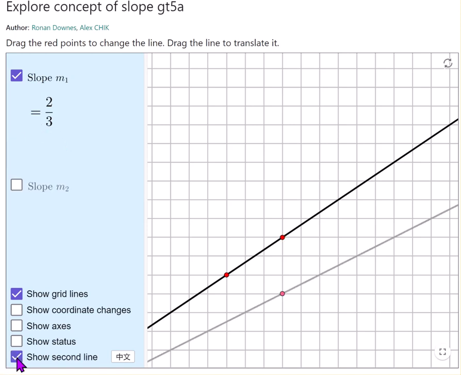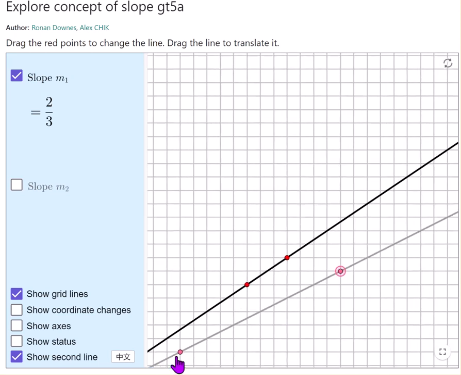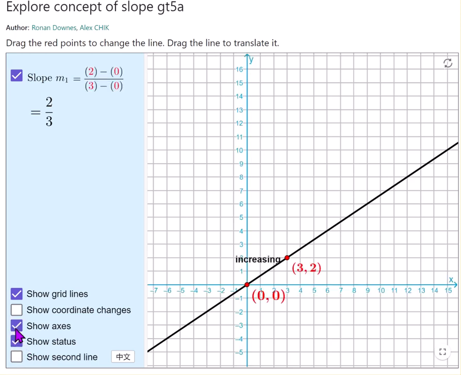Okay, now later on you'll be studying how lines can be parallel if they have the same slope, and then there's a way to have them perpendicular where they cross each other at right angles. So we'll come back to this then, but for now you can leave that second line off and just explore slope with this.